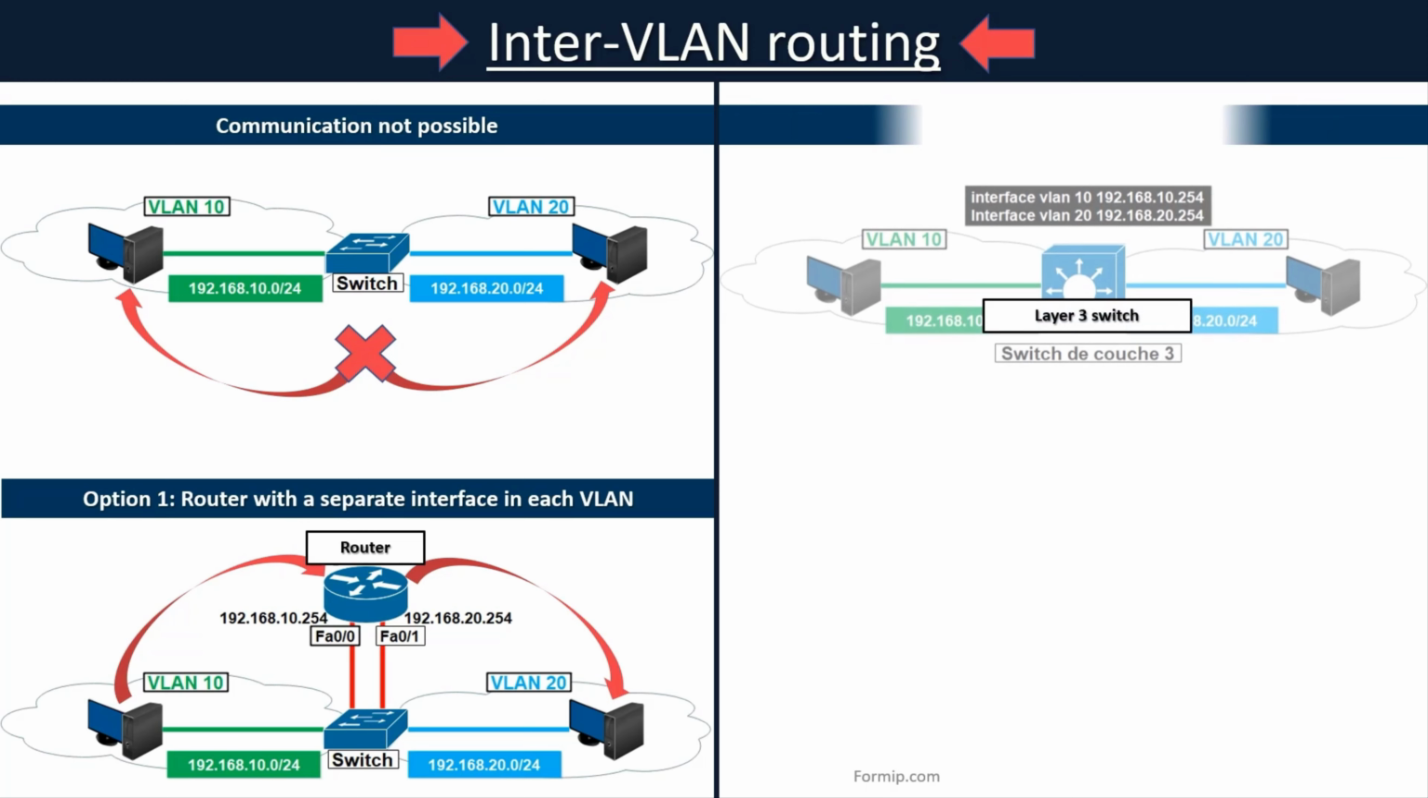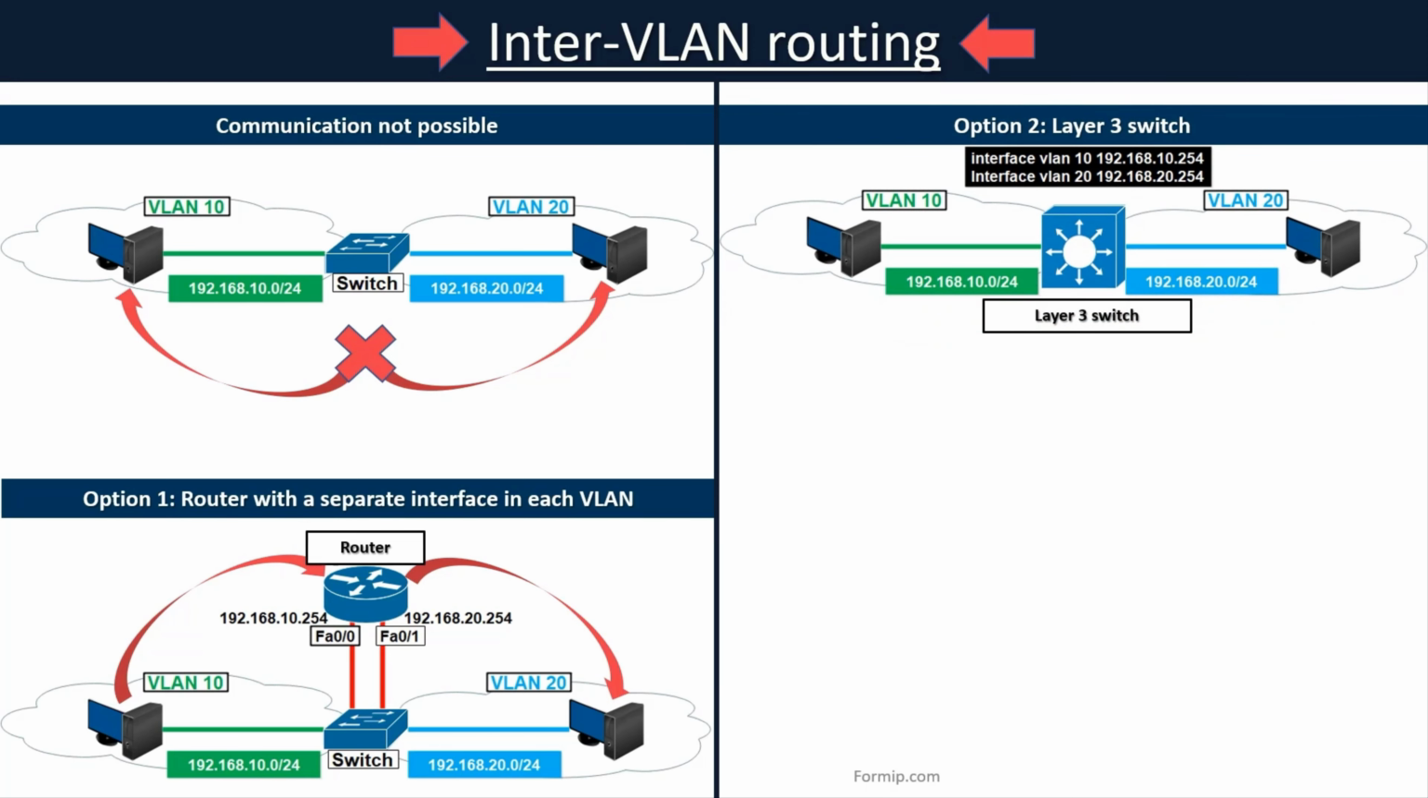Another solution is to use a Layer 3 switch. Some switches can perform Layer 3 functions, which replaces the router, as a Layer 3 device can perform inter-VLAN routing. Traditionally, a switch is a Layer 2 device. That is, it examines the Layer 2 header, where there are MAC addresses, to route packets. And the router examines Layer 3, where there are IP addresses, to carry out the routing.